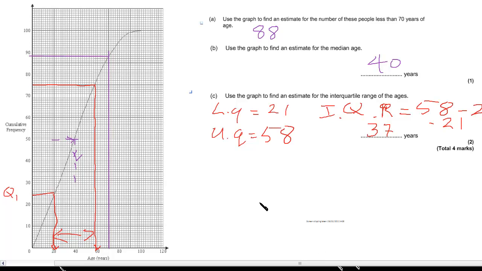And that gives us a measure of the spread of our graph. This, and the median, gives us a measure, this value, of the central tendency. Okay, what our data is grouped around.